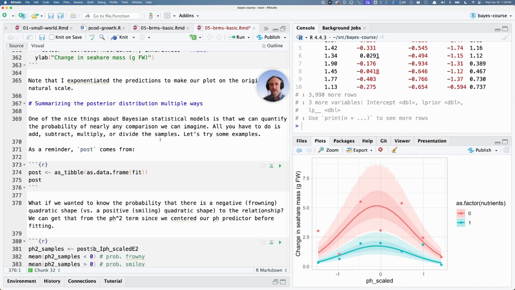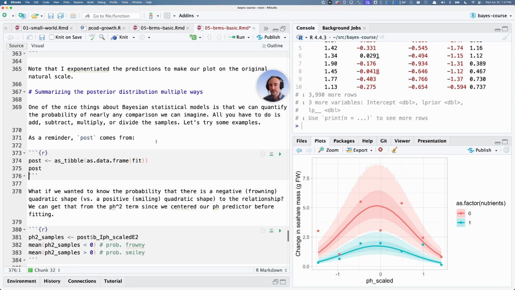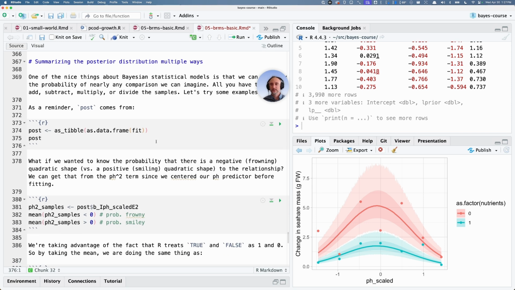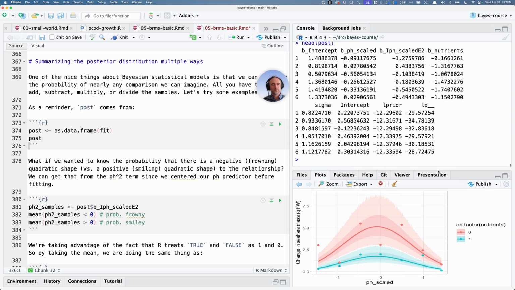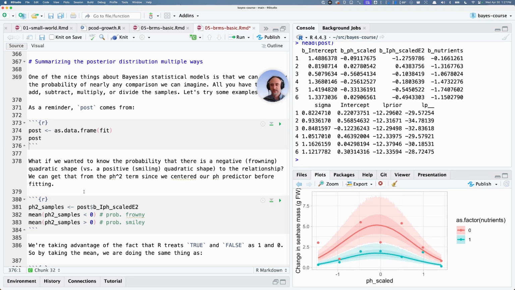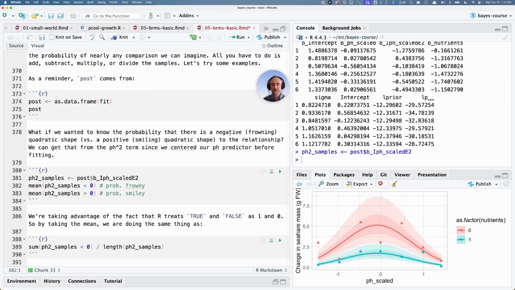So now I wanted to talk about ways that we can summarize the posterior distribution of parameters that you might report on from the model. So as before, I can make a data frame, which is an easy thing to work with here, of all of my parameters. The rows are the MCMC samples. I'm just going to extract this pH squared coefficient, and call it pH2 samples for ease of coding.